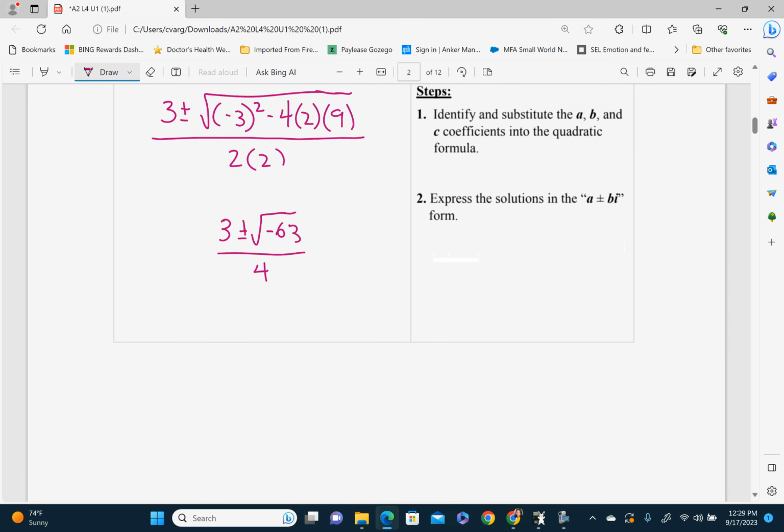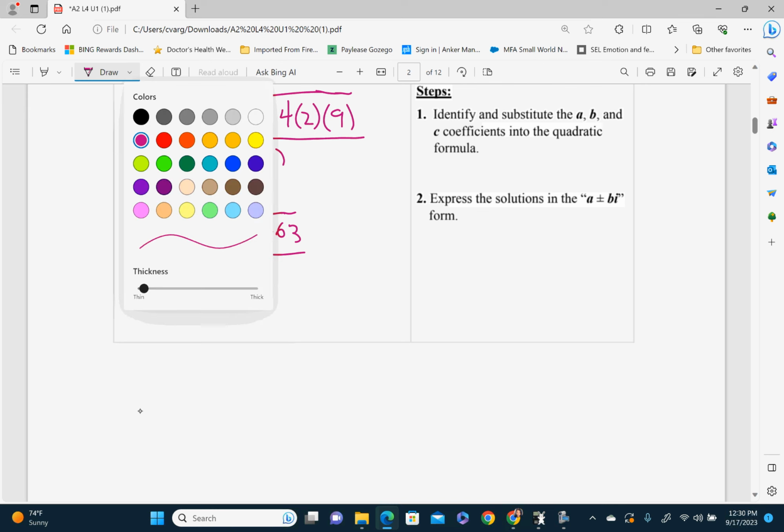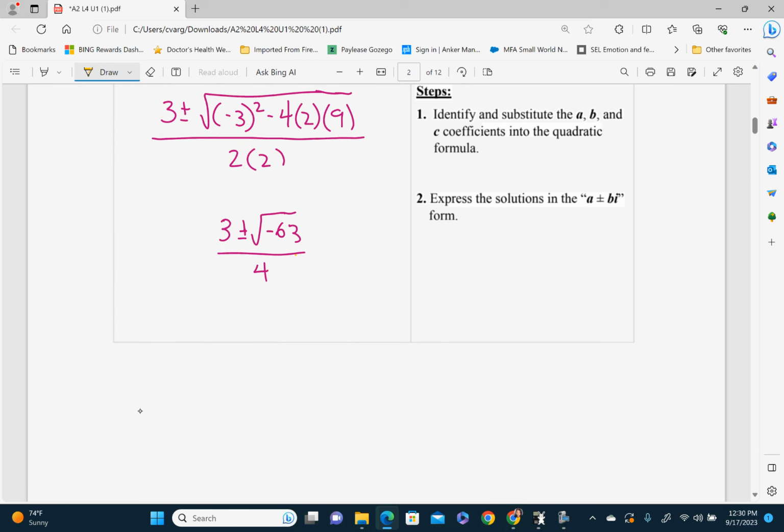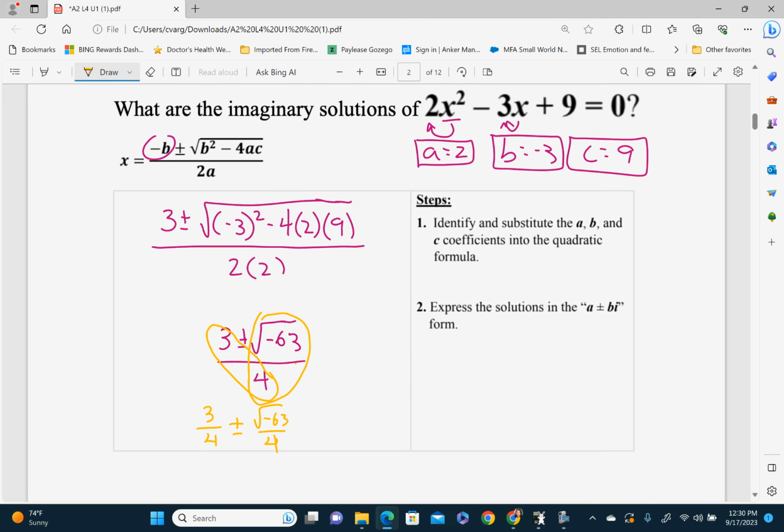Okay, so now it says identify this and substitute, which we did, and express the solution in a plus or minus bi form. All that means is that we're going to take this and split it up. Let me change colors here so you might be able to see it better. Let's pick bright orange. So here we have 3 over 4, and you can't simplify that if you tried. So 3 over 4 plus or minus, because that's what separates it, and then we have the square root of negative 63 over 4. Because it says write it in imaginary form, we're done.